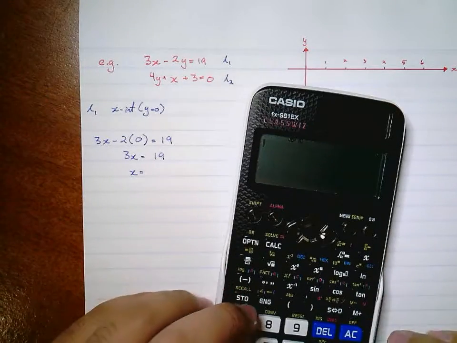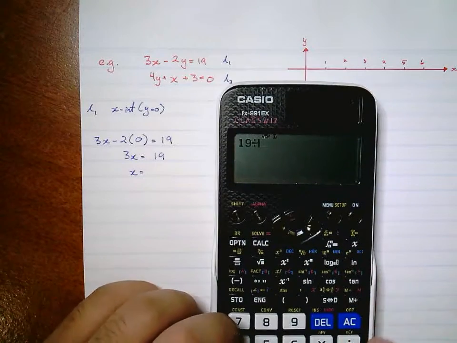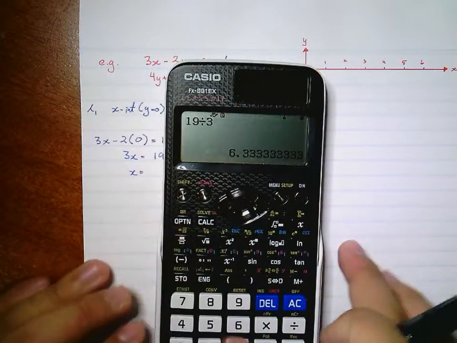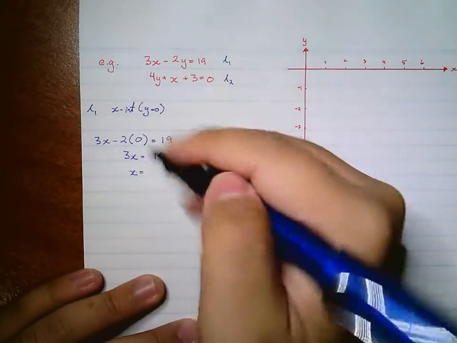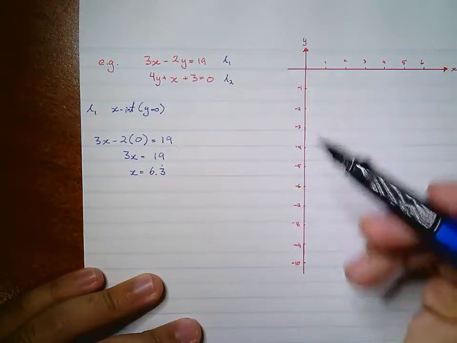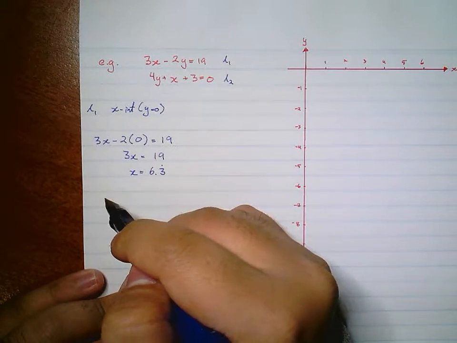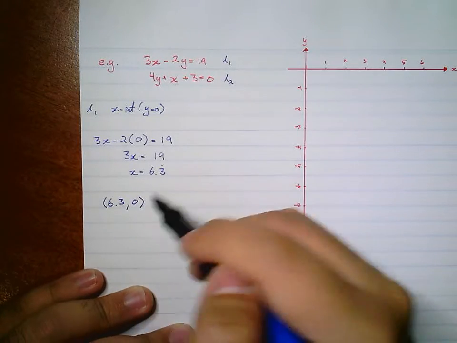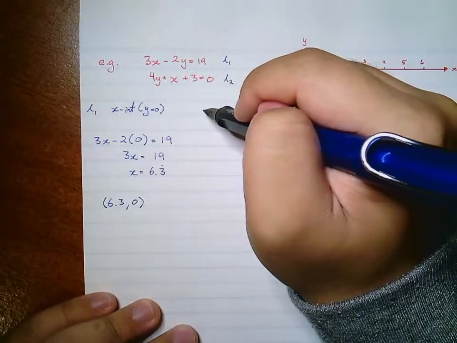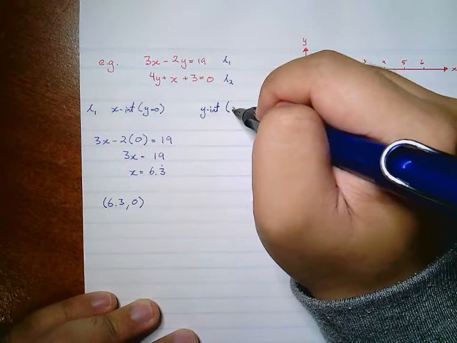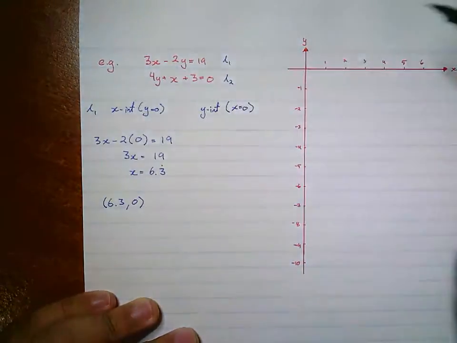Let me check here. 19 divided by 3 as a decimal is 6.3 recurring. This gives me 6.3 recurring. So the first coordinate I need is 6.3, 0. Let's now move on and find the y-intercept, where x is equal to 0.